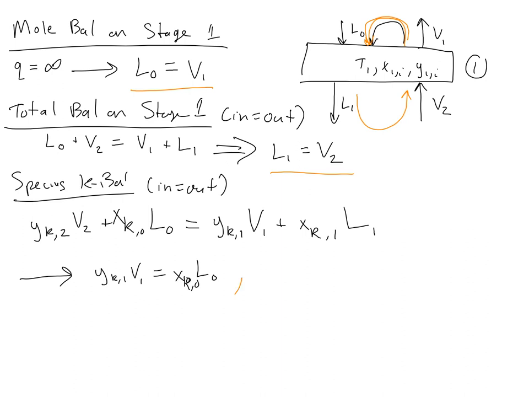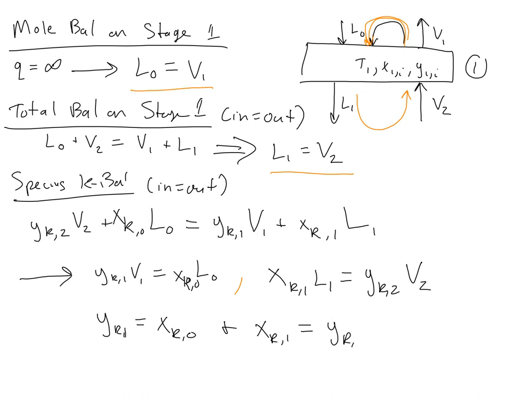Likewise, we can write the same thing for the other side, that xk1 L1 is equal to yk2 V2. So ultimately, the conclusions we come up with is yk1 is equal to xk0 and xk1 is equal to yk2. Or more generally, we can write that y of k, i plus 1 is equal to x of k, i.